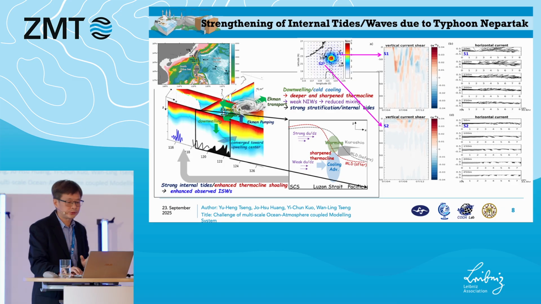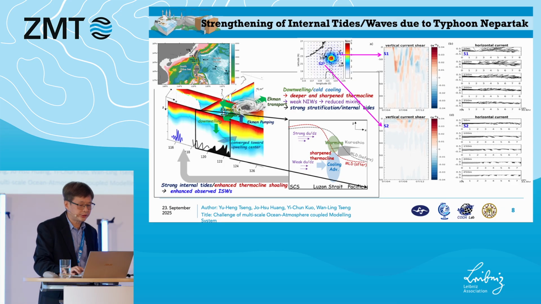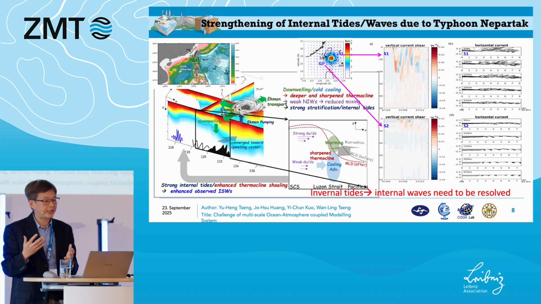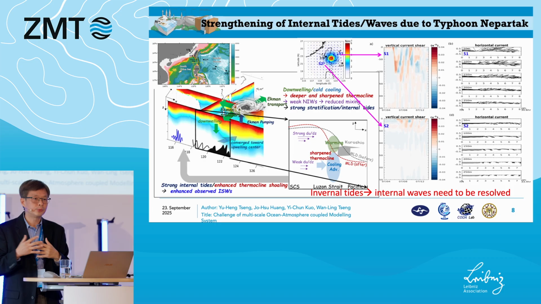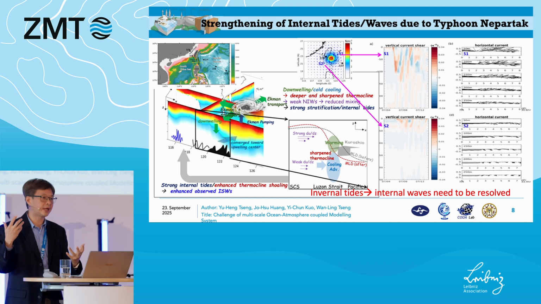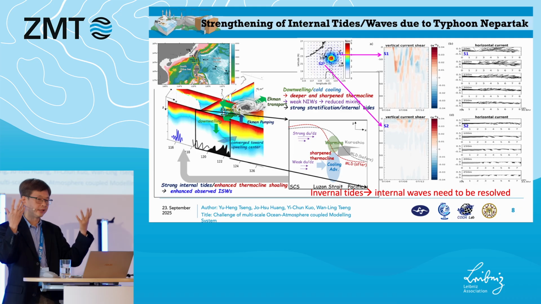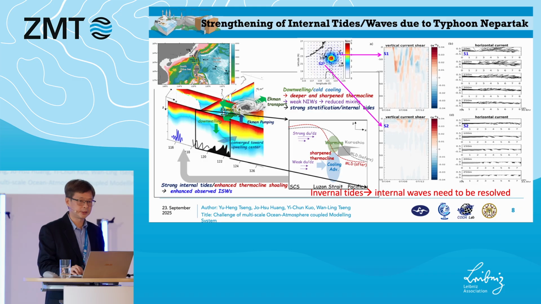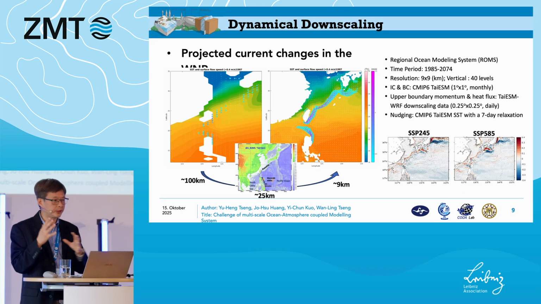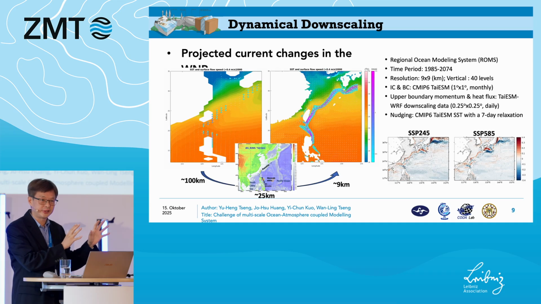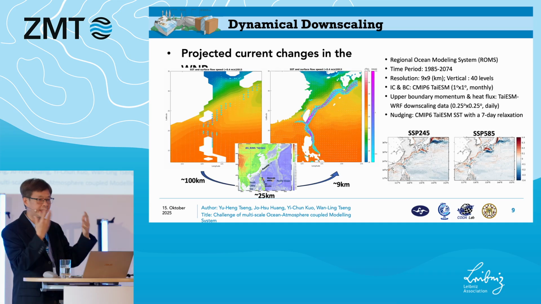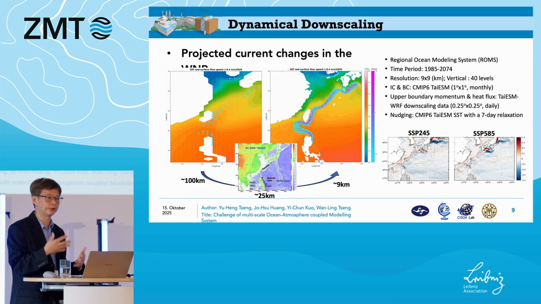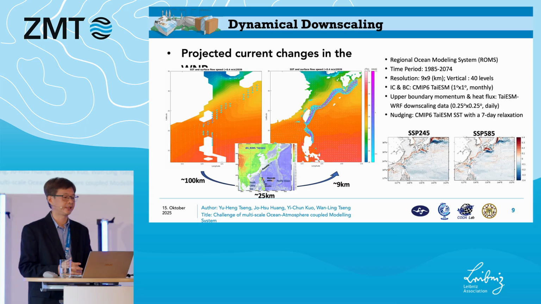So this investigation tells us that internal tides and internal waves are something we have to consider in an Earth system model, because sometimes not only weakening, they can amplify and potentially feed back to the atmosphere later on. This is something very interesting from an observational viewpoint initially, but later on we tried to use the ocean model to verify the dynamics behind it.